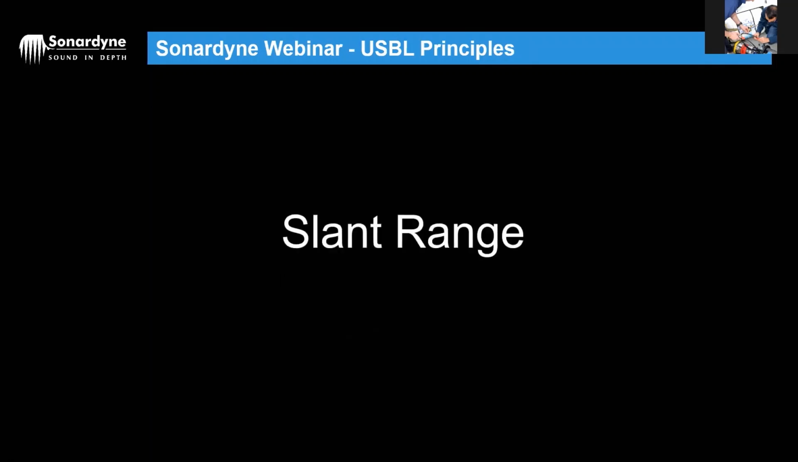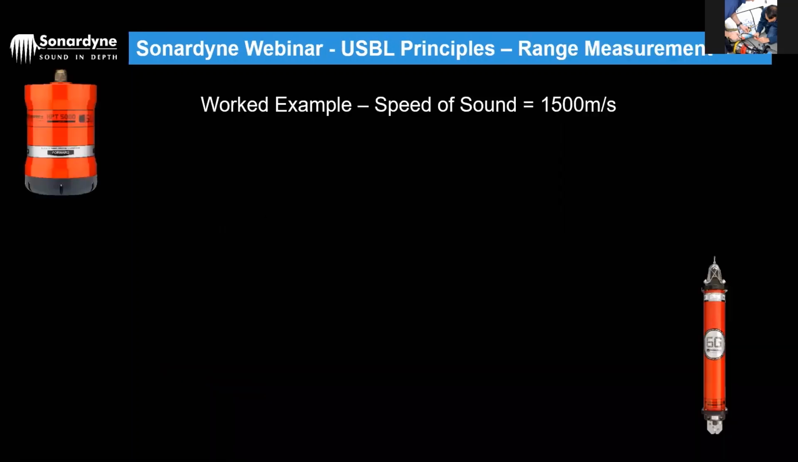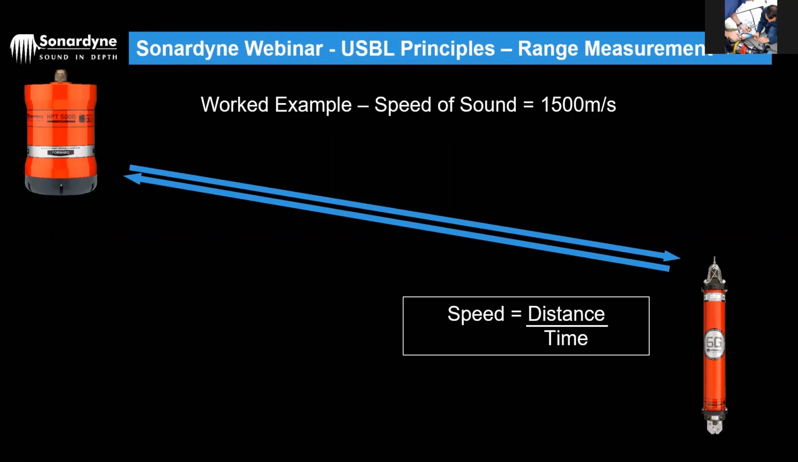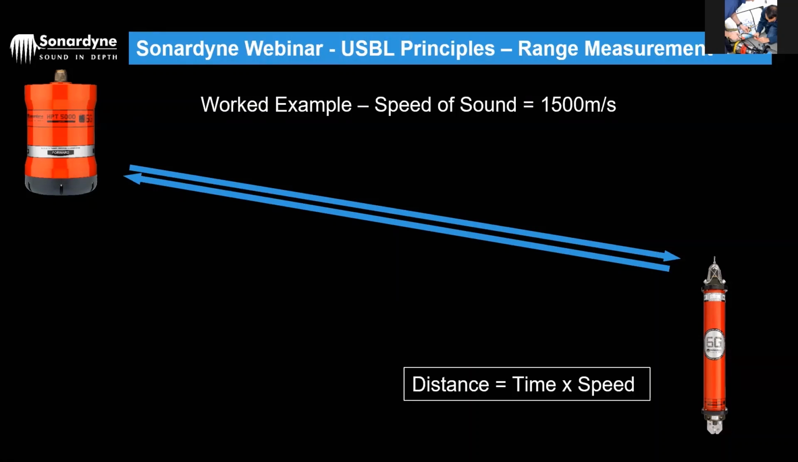Starting then with slant range, how far away it is. This is a simple kind of time measurement, really. Someone mentioned time earlier on, Rashidi, I believe. What we do is send an interrogation into the water from our transceiver, and the transponder or the beacon will respond with its own response. And then the system measures how long that process took. So if we send an interrogation, it measures how long it takes before we hear the response back at the vessel end. So we know that speed equals distance over time, and therefore distance equals speed multiplied by time.